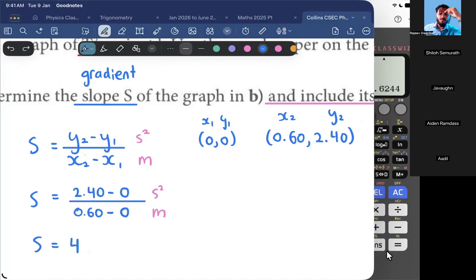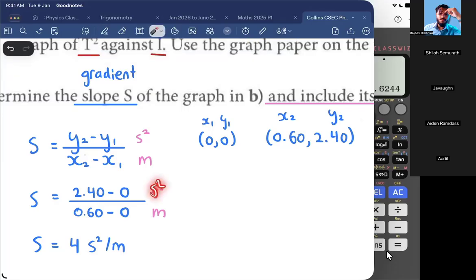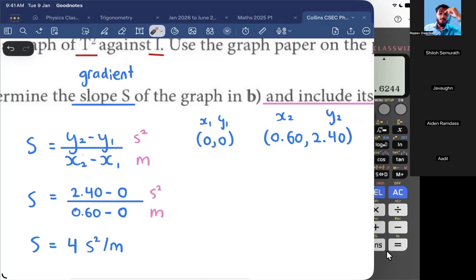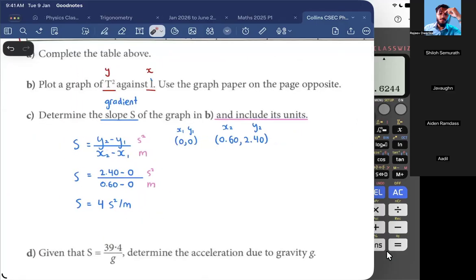No. Seconds squared per meter. Yes, sir. If you had put meters per second squared, you lose a mark there. Instant lost mark. Because it's seconds squared on top and meters on the bottom. Adil, let me know if you're confused or if you understand.